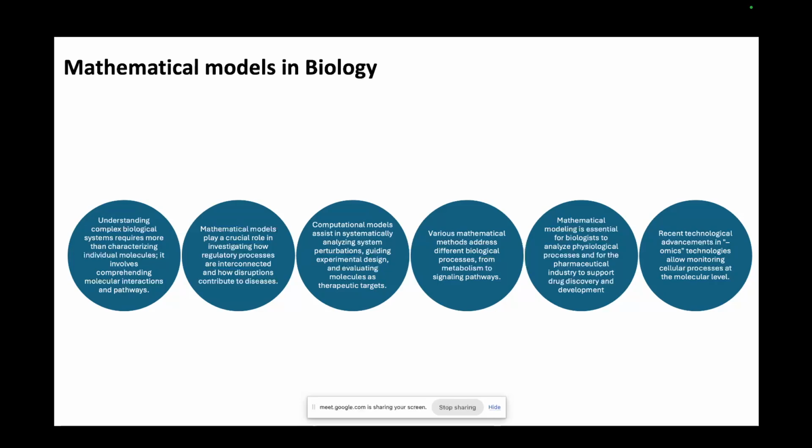Mathematical models are essential for biologists to analyze physiological processes, and for the pharmaceutical industry as well, to support drug discovery and development. Recent technologies have brought us a lot of data from different aspects. Omics is one of those technologies that we have used to get a lot of genomic data, transcriptomic data, even proteomics data, and we learn from those data and refine these models much better. With the help of those data, we can make much more accurate mathematical models.